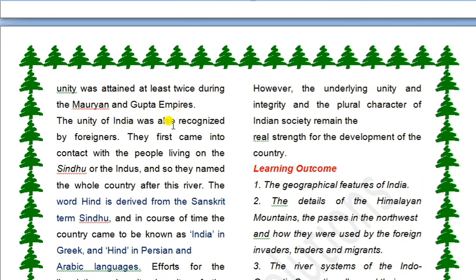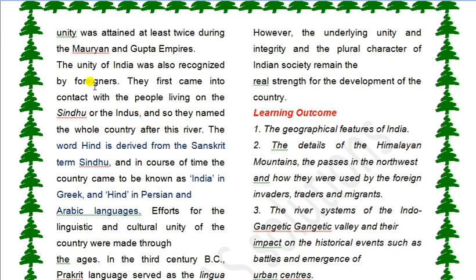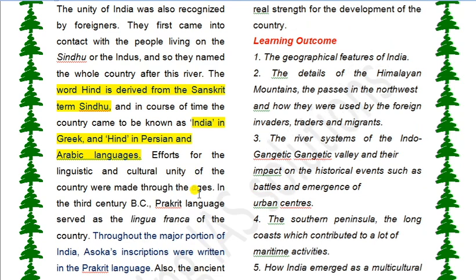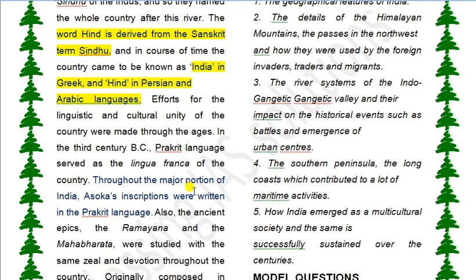The unity of India was also recognized by foreigners. They first came into contact with the people living along the Sindhu, or Indus, and so they named the whole country after this river. The word Hindu is derived from the Sanskrit term Sindhu, and in course of time the country came to be known as India, in Greek, and Hind, in Persian and Arabic languages.